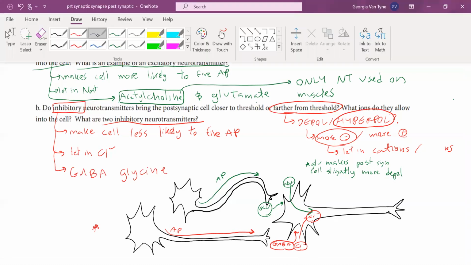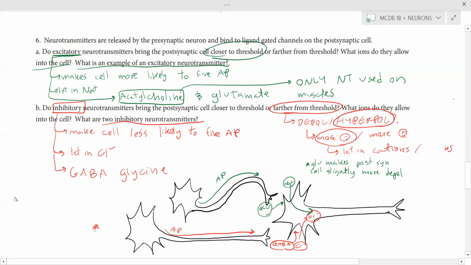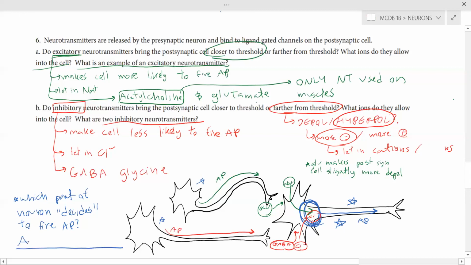Quick little quizzing moment: which part of the neuron decides to fire an action potential? I'm quizzing you because now we understand that this one neuron is getting conflicting signals from two different neurons. This neuron is saying go, this neuron is saying stop. So we have to summarize the information right here, right before the axon. The action potential happens along the axon, so you have to summarize it right there before. This is at the axon hillock.